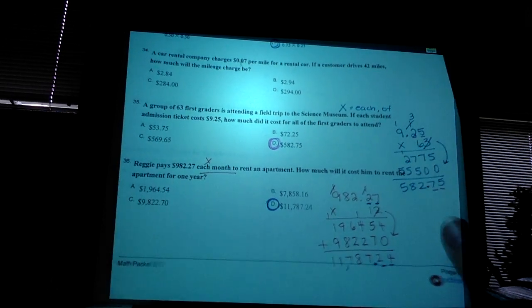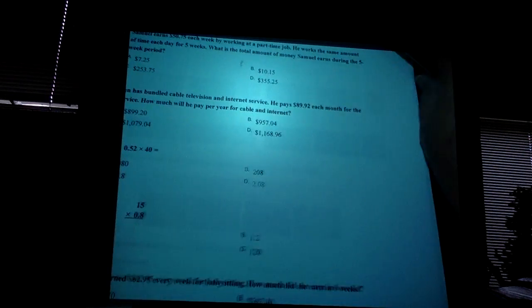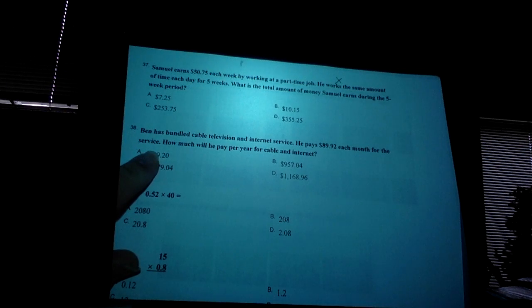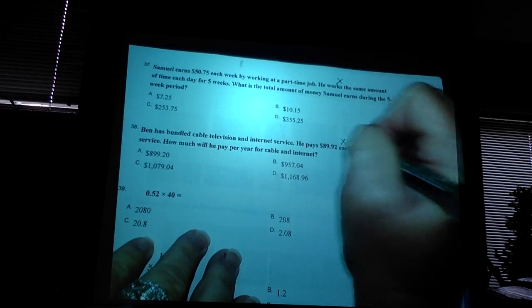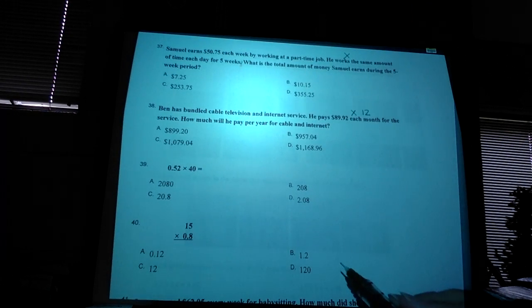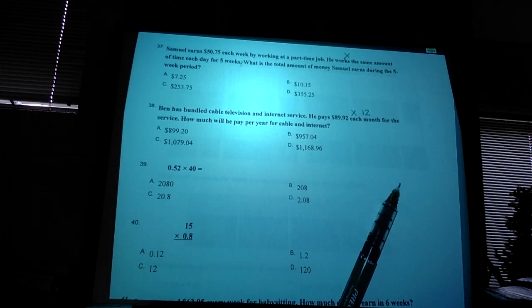Let's go through the 37. You're going to times it. Okay? We're working with multiplying. This one, each month. So we're going to times it by 12 because there are 12 months in a year. Okay? All right? I hope this has helped.